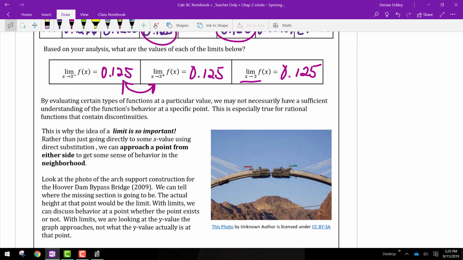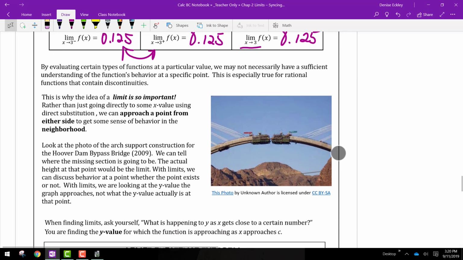So rational functions happen because there's so many discontinuities that could come up. So that's why we have limits. And that's why I like this picture. If you look at the picture, they're building an arch support for the Hoover Dam bypass bridge that they were building. And they built it from both sides, and they're meeting here.